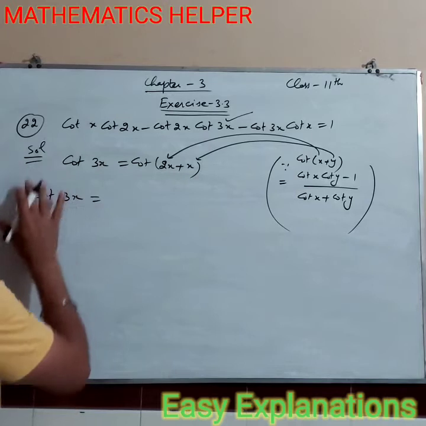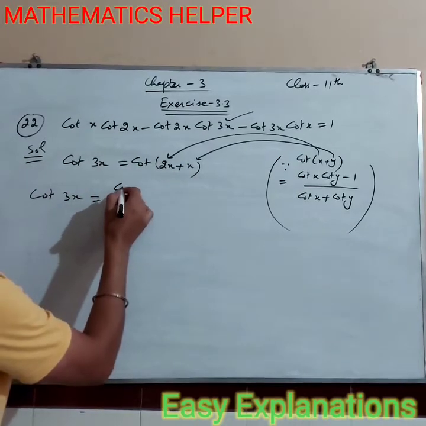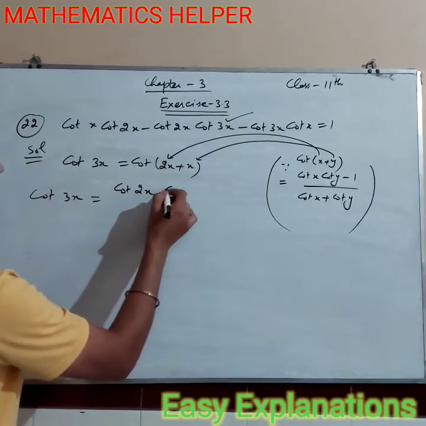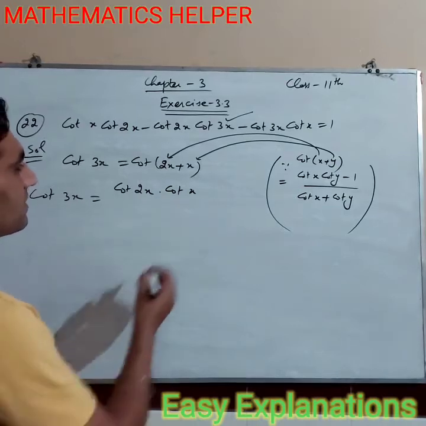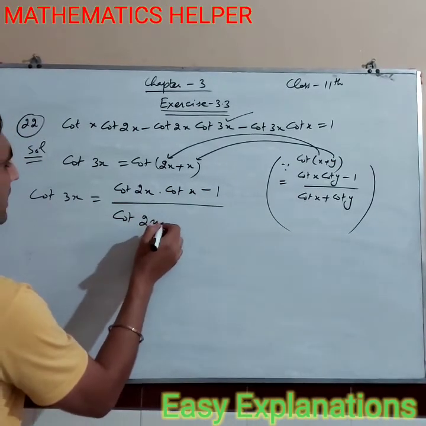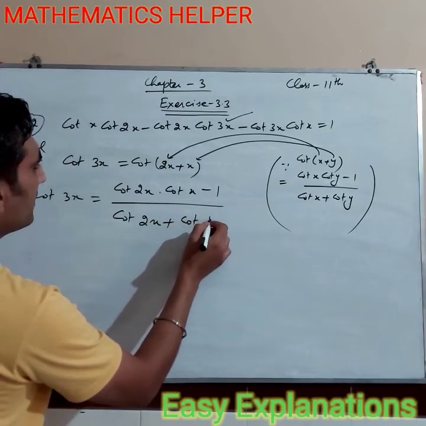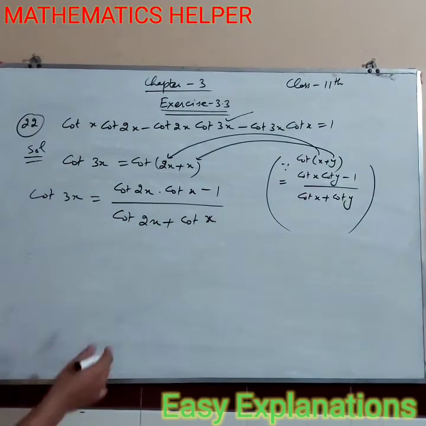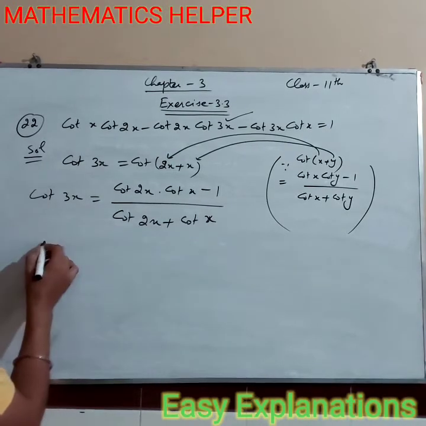Here you have to take care of this. So we have cot of first angle, that is 2x, into cot of second angle, that is x, minus 1 over cot of first angle plus cot of second angle, which is x. Simply you have to cross multiply and you will reach your answer. So I am going to cross multiply.